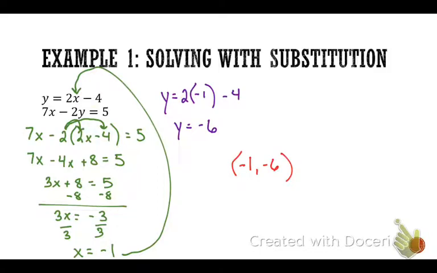Okay, now I need to tell you something else. If you would have graphed this system, guess where they would cross? Negative 1, negative 6. Okay? So if you had decided, no, instead of doing substitution, I'm just going to graph this system, you would have had the lines cross at the exact same place.